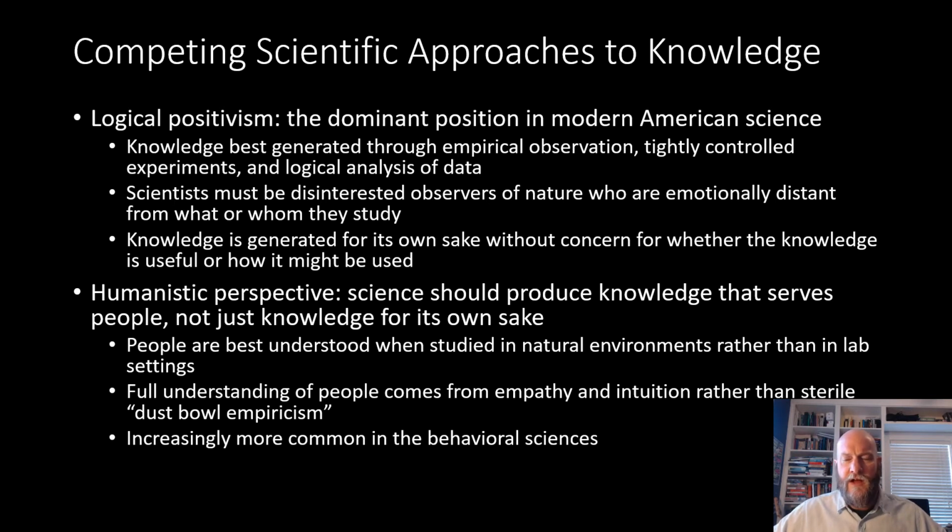The first is logical positivism. Now, this is derived from a particular subdiscipline of philosophy, but it has become applied now to a lot of scientific research. This is the dominant position in modern American science and has been for many decades. It is essentially saying that knowledge is best generated through empirical observation, which, of course, that's part of empiricism. We observe things. Tightly controlled experiments. That's an interesting concept that we're going to discuss in detail. Tightly controlled, meaning that everything is regimented and controlled as much as possible. And we're going to talk about why that's both a good thing and a bad thing in a moment.